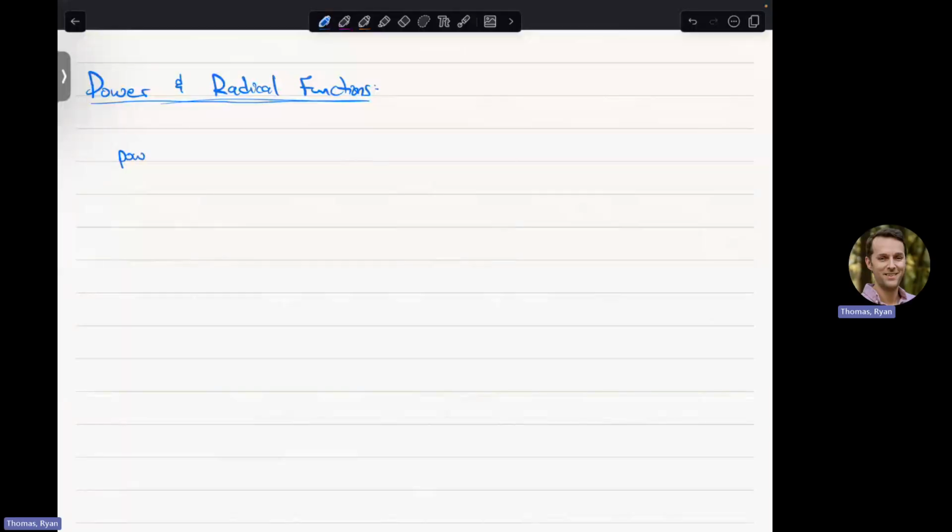This week we're going to be talking about power and radical functions. Power functions are anything of the form, or that have terms of the form, y equals x raised to the p, where p is some real number, really.